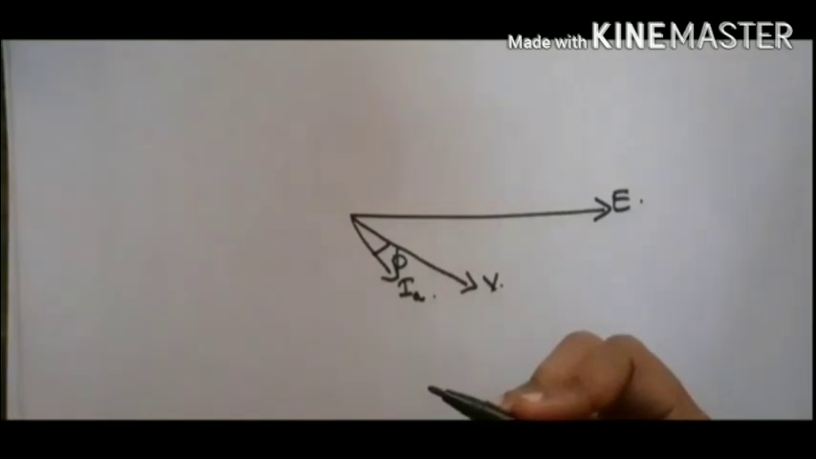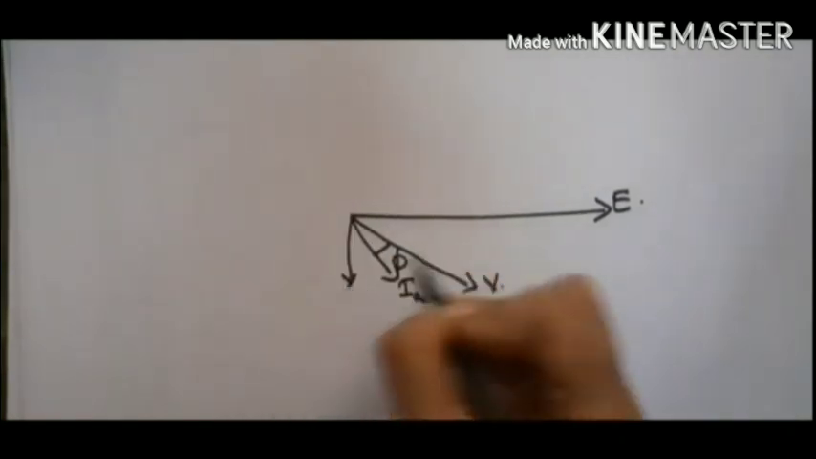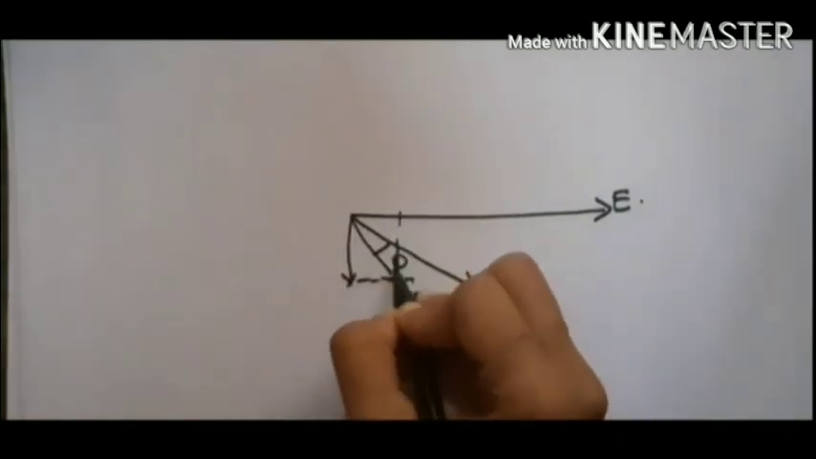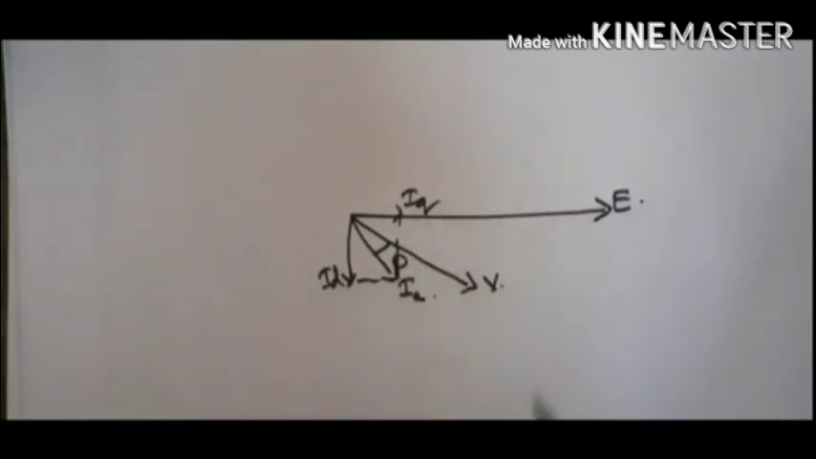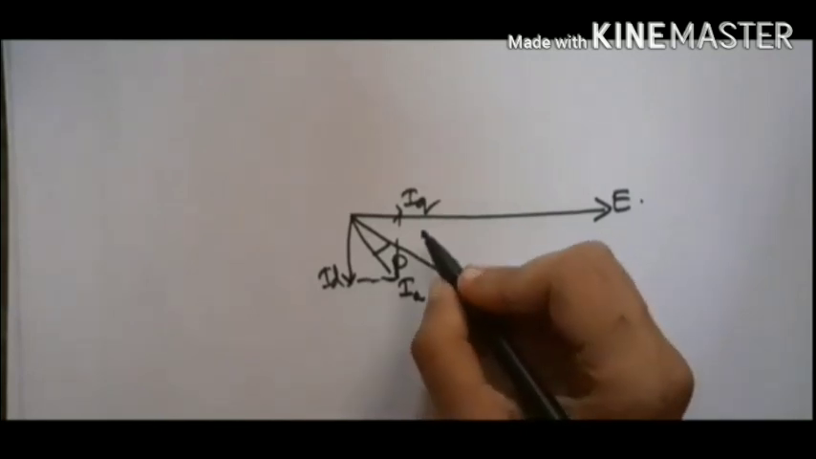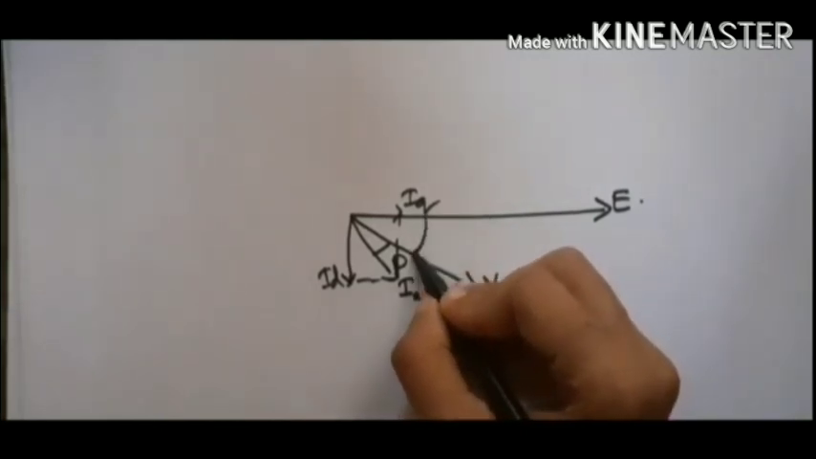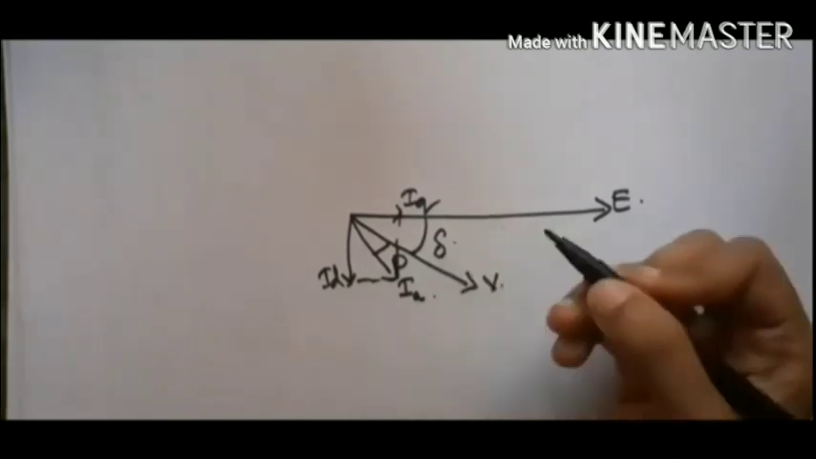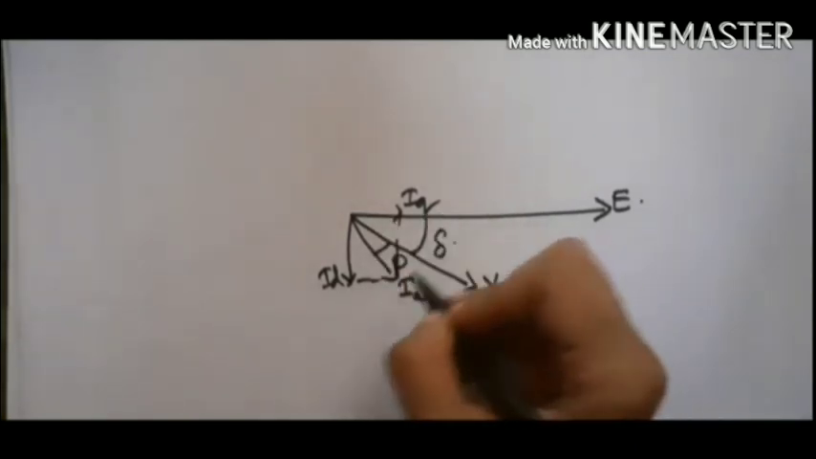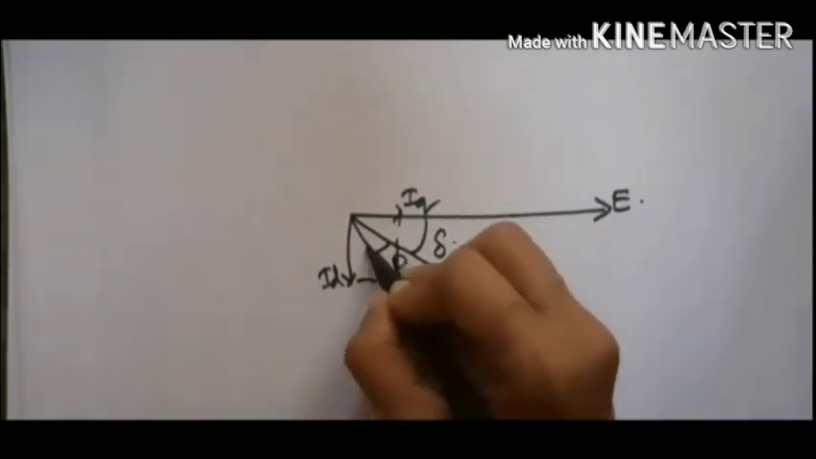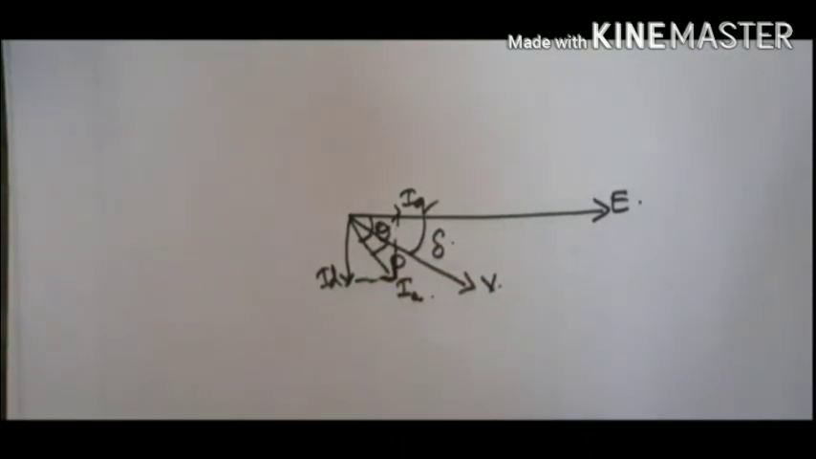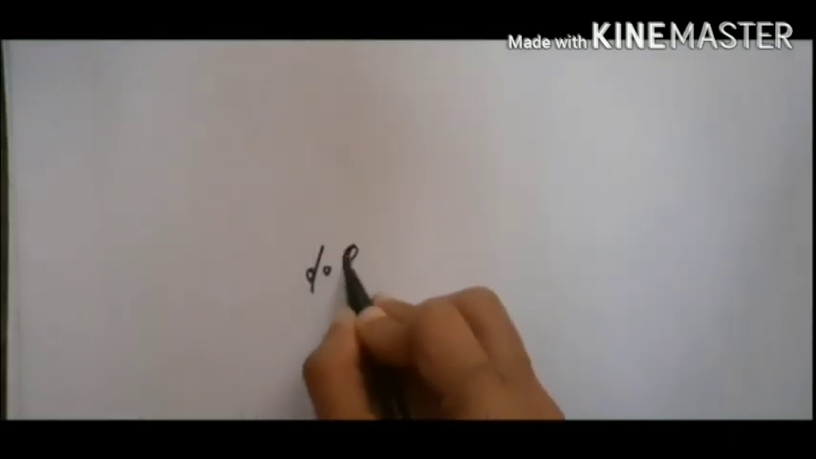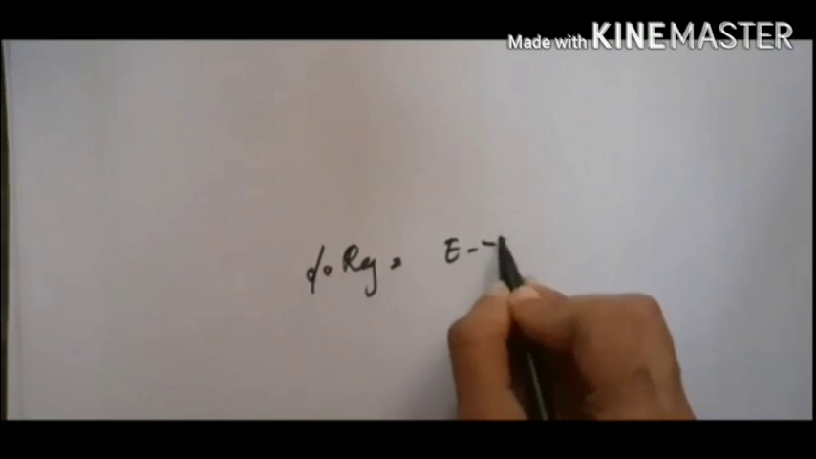Now the armature current IA is resolved into two components, the direct axis current and the quadrature axis current, ID and IQ. The angle between the terminal voltage and the output voltage is delta, which is called the load angle, and the angle between E and IA is the internal power factor angle theta. We know that the equation for percentage regulation is (E minus V) by V into 100.